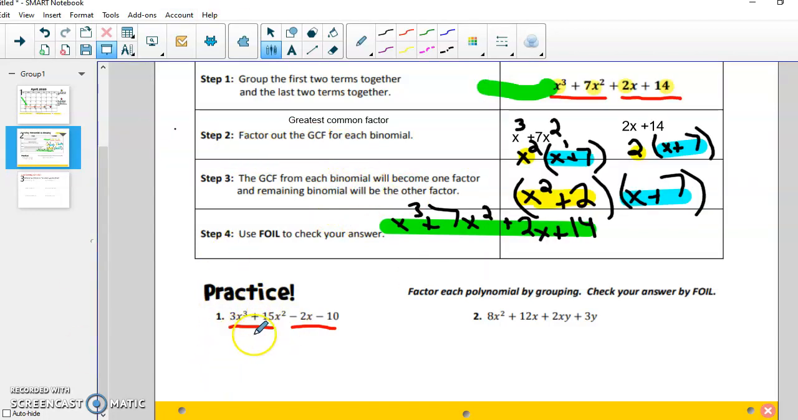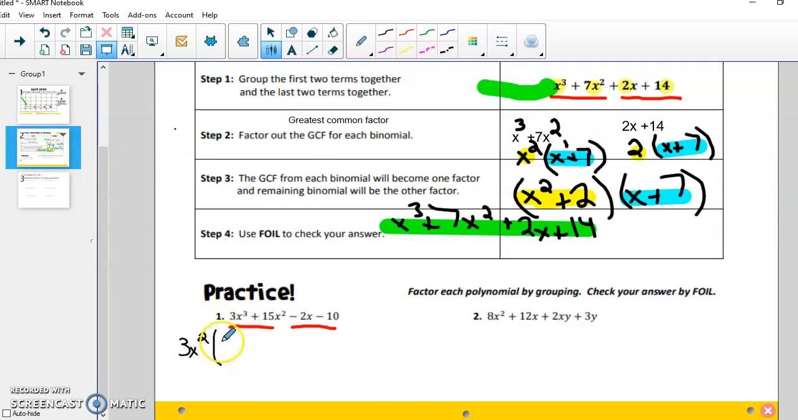So the first thing I need to look at is the 3x cubed plus 15x squared. And I think, is there a number they have in common? And I know that yes, they can both be divided by 3. And is there a letter they have in common? Yes, they can both be divided by an x squared. That's the biggest x I can take out of each.